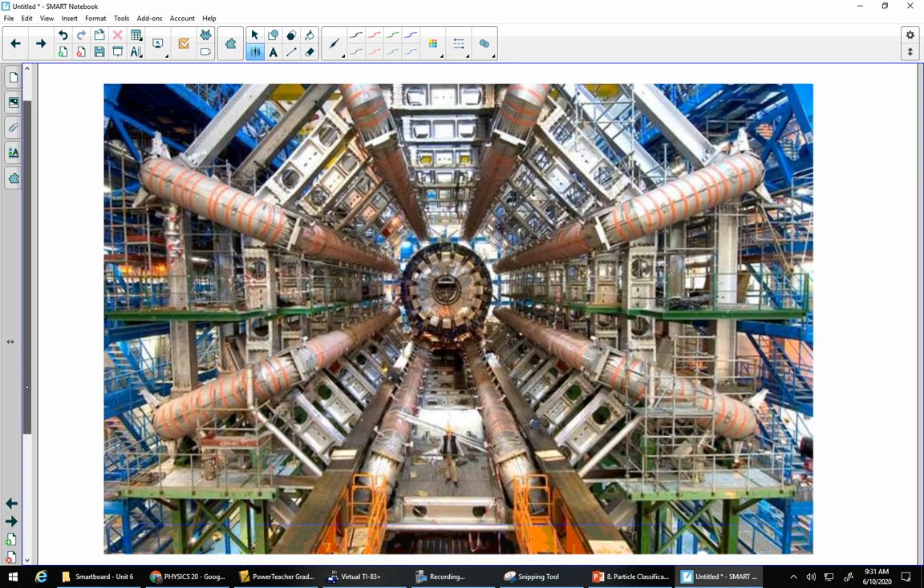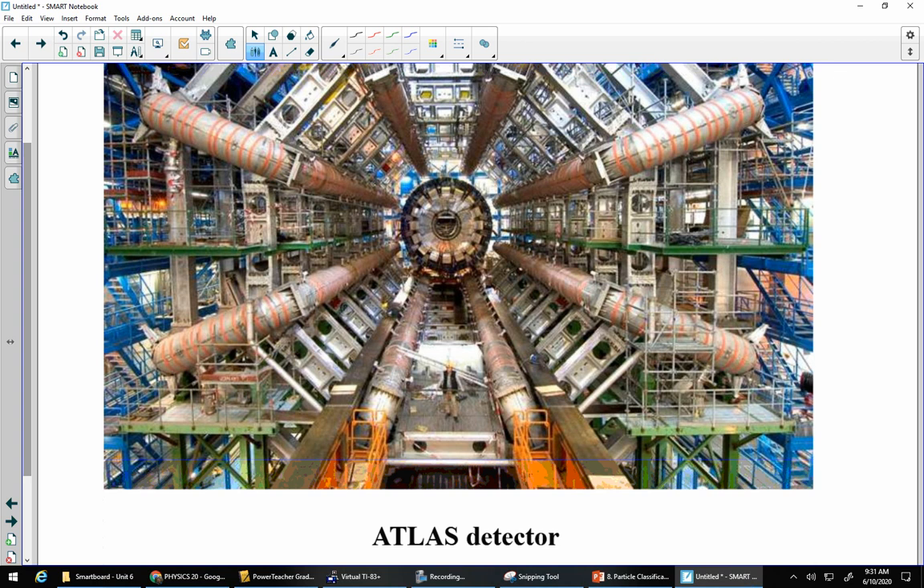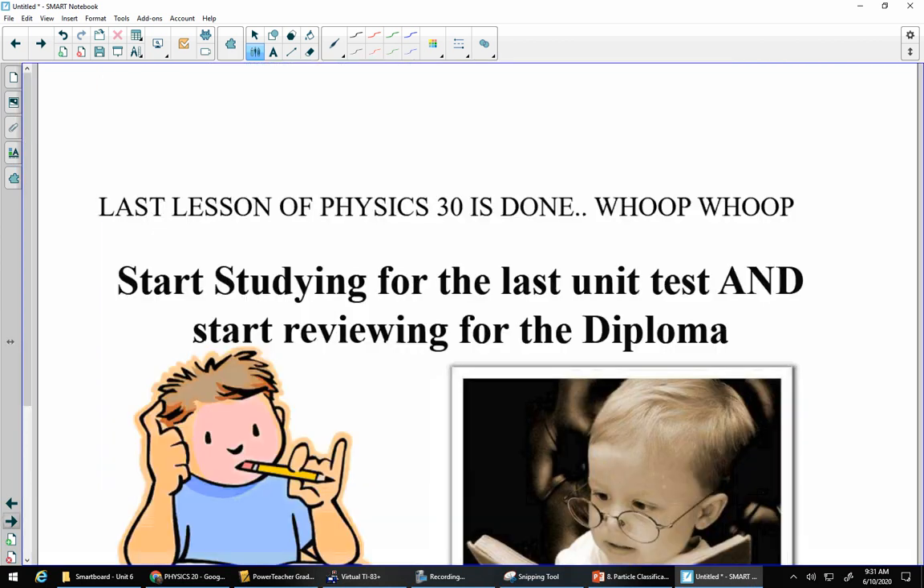This is the actual ATLAS detector inside of the Large Hadron Collider. This is where they actually detect the little particles. They smash them together and see what comes out. This is how they see what comes out. This is a person standing right here. So again, absolutely massive. This is a field trip I would love to go on one day.